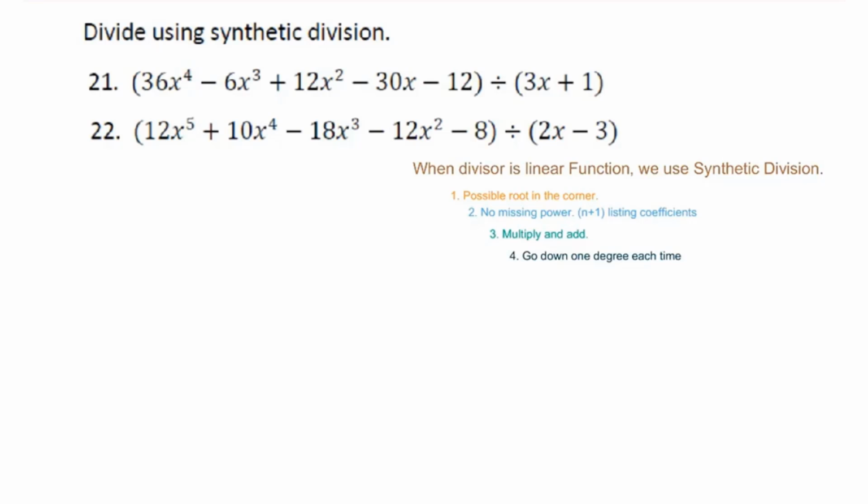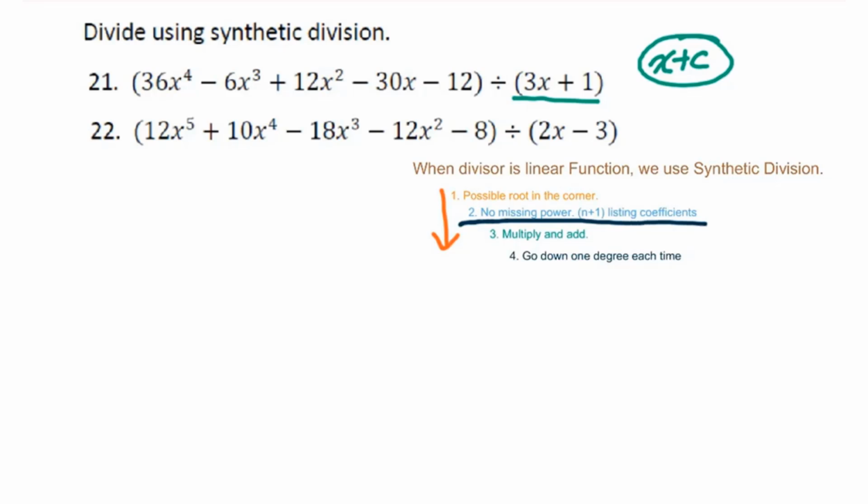Now we are dealing with a linear function. It's not the x plus c form. We have 3x + 1. Still, we need to follow these steps. And remember the first two, that's most important for you. 3x + 1 equals 0. So we got x equals -1/3.